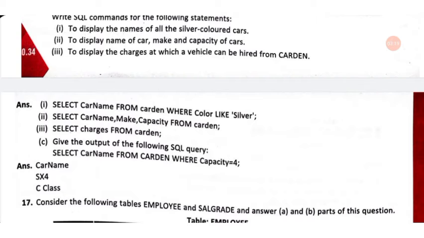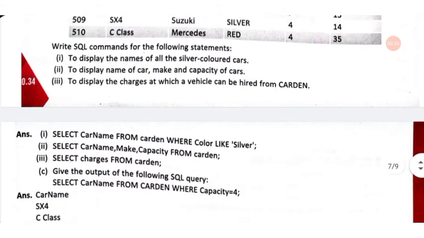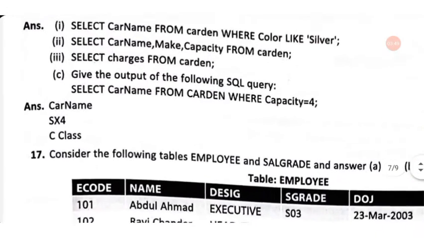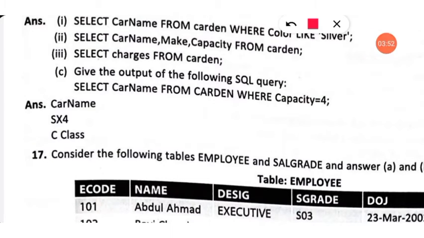Next question, give the output of the following SQL query. Select car name from garden where capacity is equal to 4. It is given, only we need the car name column and its capacity should be 4. So you have to select all the car names whose capacity is 4. With capacity 4 we have only 2 cars and its name is SX4 and C class. So the output will be a column car name, and its heading will be like this. Inside the column car name, 2 cars will be there, SX4 and C class.